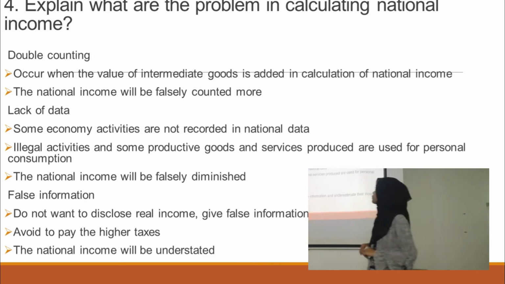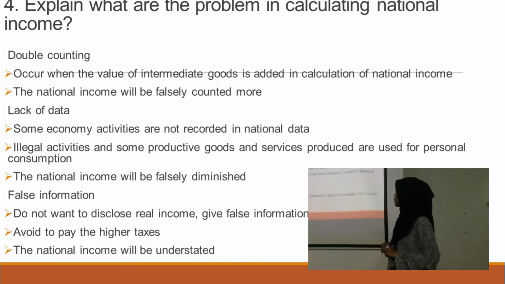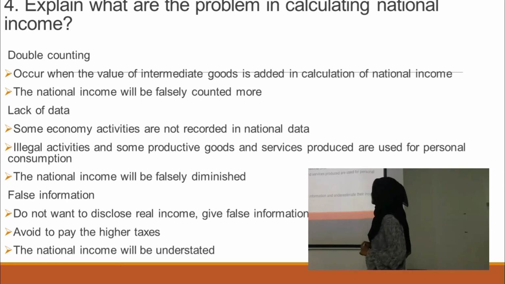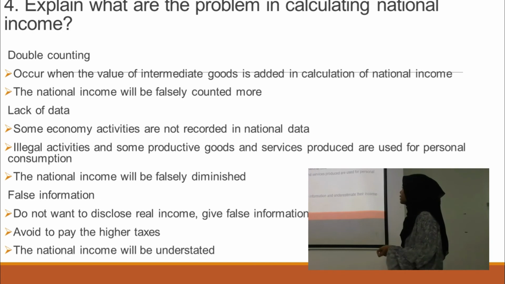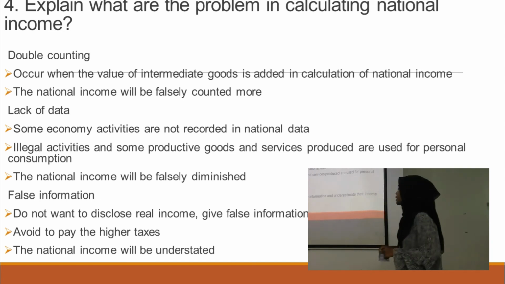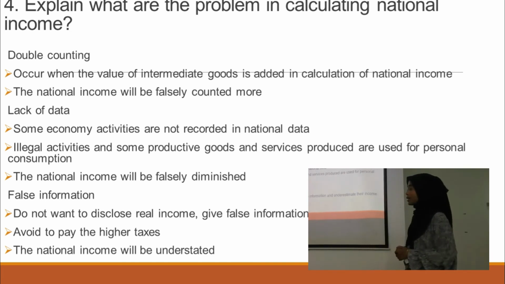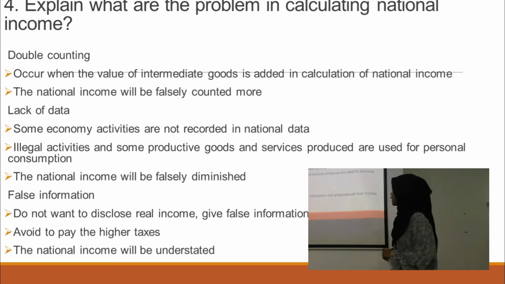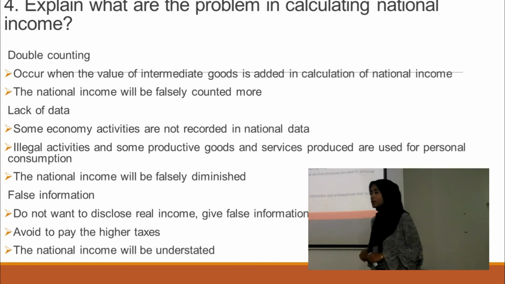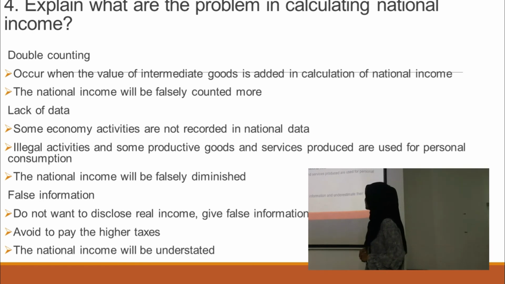Okay, the first is because of double counting. When the value of intermediate goods is included in the calculation of national income, the national income will be overcounted. Second is lack of data. Some economic activities are not recorded in national data, such as illegal activity, and some productive goods and services produced are used for personal consumption. Because of this, the national income will be understated.